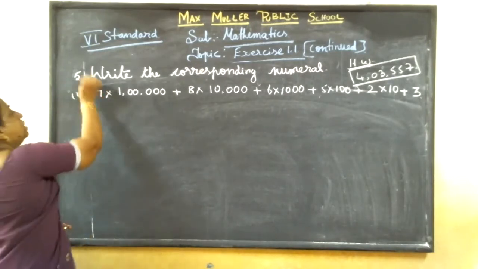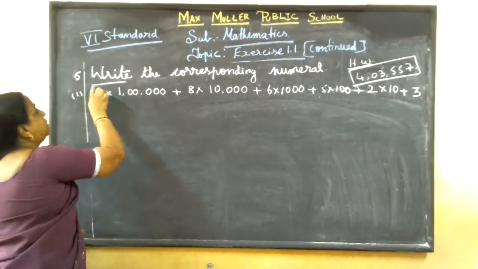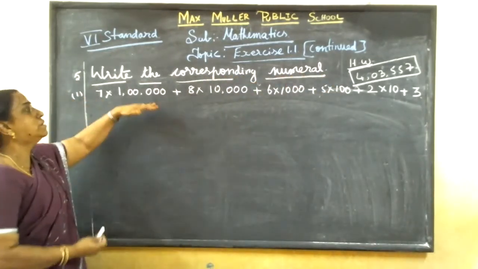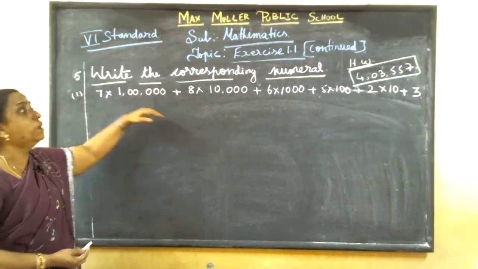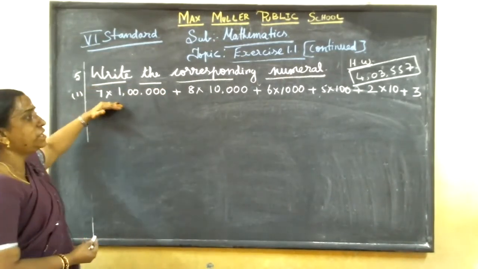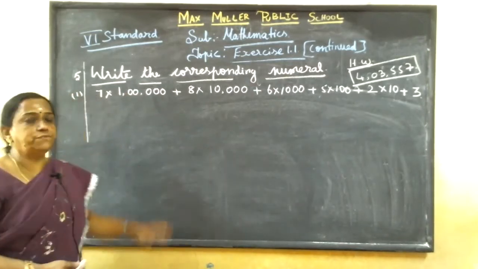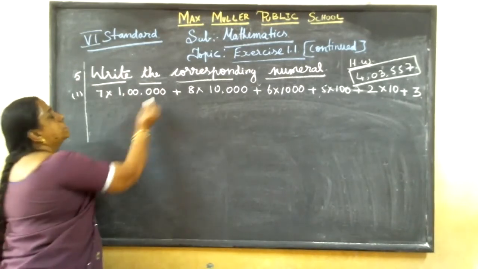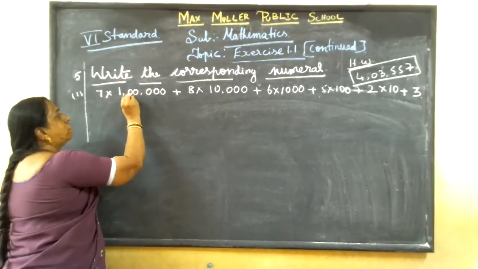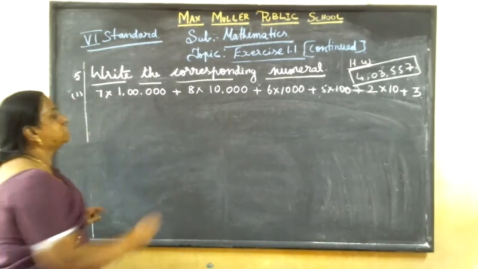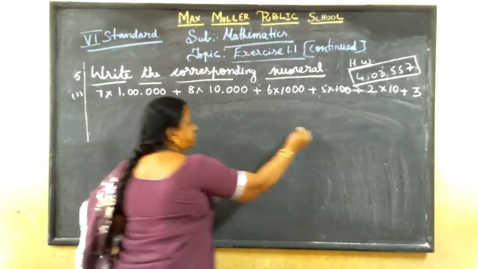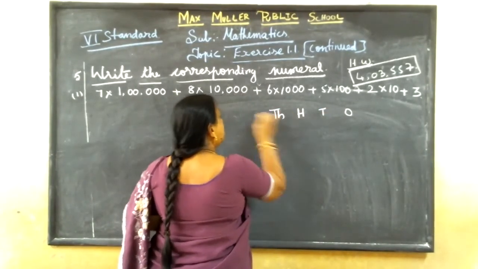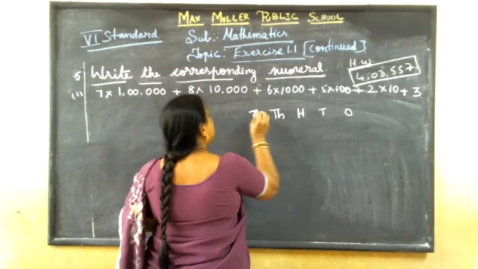I'll read the next question. Question number 5 from exercise 1.1. Write the corresponding numeral. In the last sum they gave a numeral and you expanded. Now here they are given the expanded form. You should write the standard form or corresponding numeral. First, you should see the highest place: ones, tens, 100, 1000, 10,000, lakh. So the highest place is lakh. In the working column you write ones, tens, 100, 1000, 10,000, lakh.